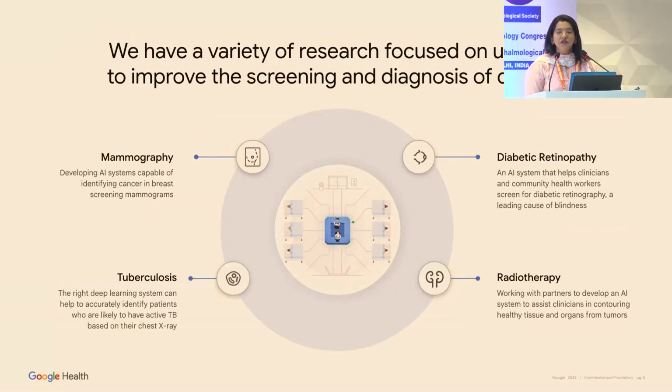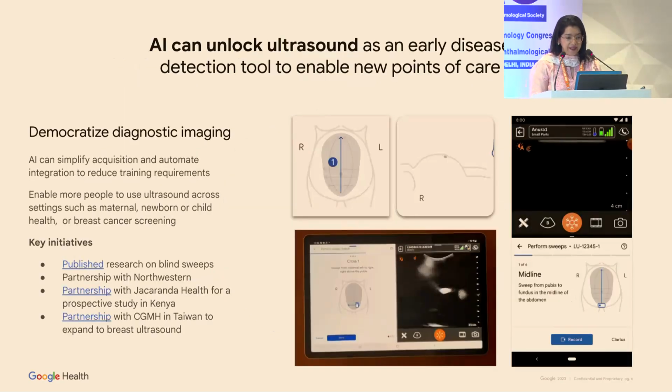We have a variety of research focused on using AI to improve screening and diagnosis of disease. Some of this we're going to talk about today is focused on diabetic retinopathy, but we have other screening tools which use AI as well, especially for tuberculosis, which today has been deployed across Apollo. We have something for mammography, which helps to detect cancer, and we are in the process of building out other tools as well, two of which I'll talk about next.